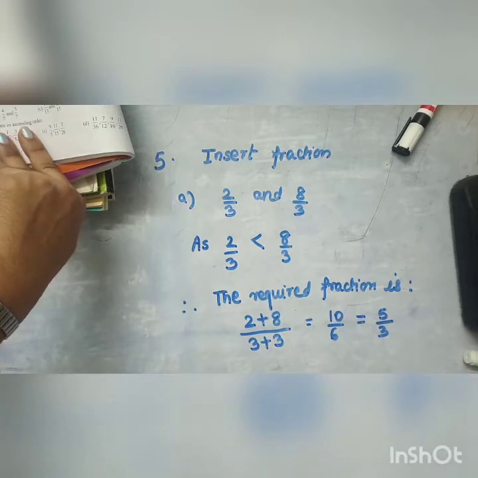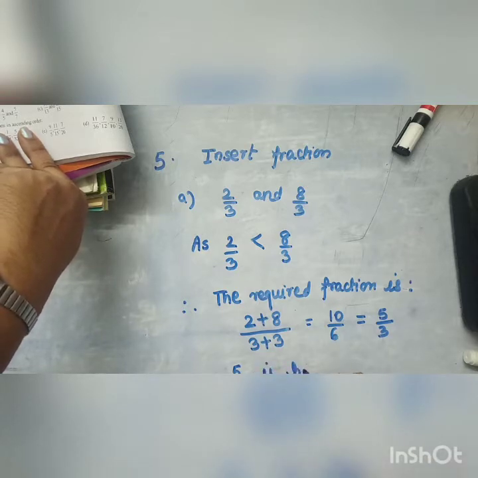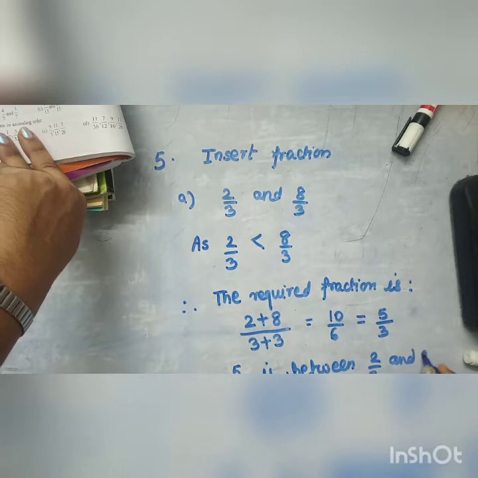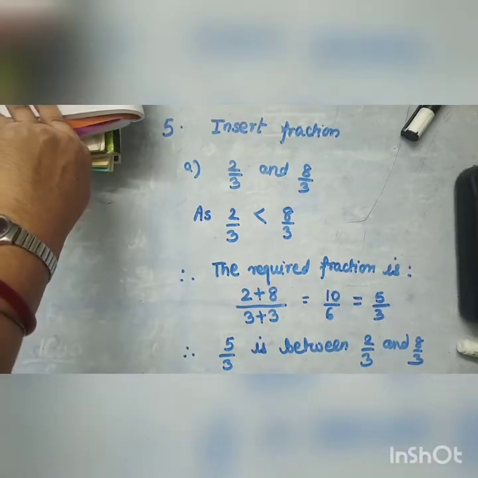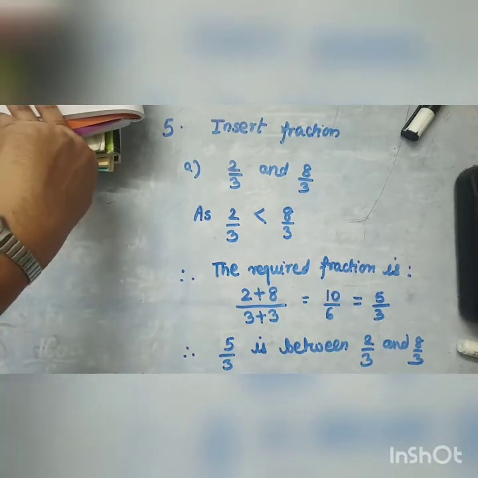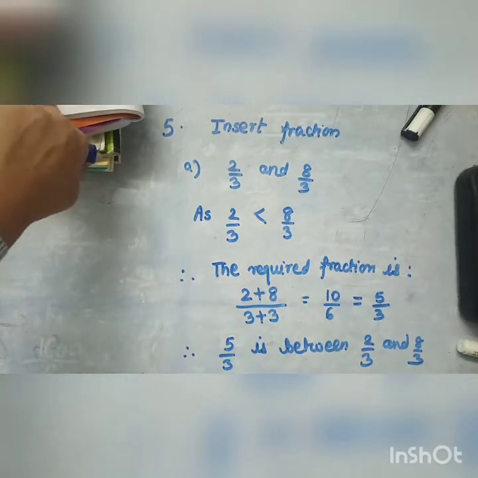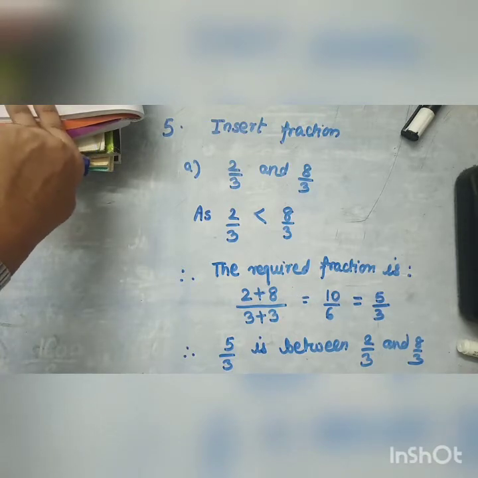So you can write here, therefore 5 upon 3 is between 2 upon 3 and 8 upon 3. Like this also you can write down. Okay, so this is your first question.